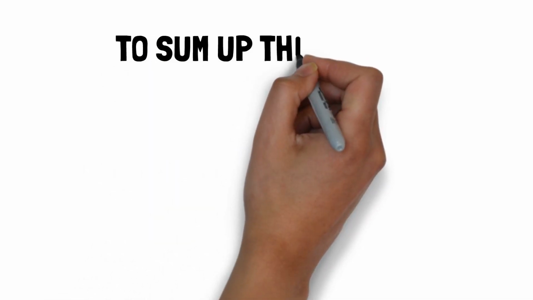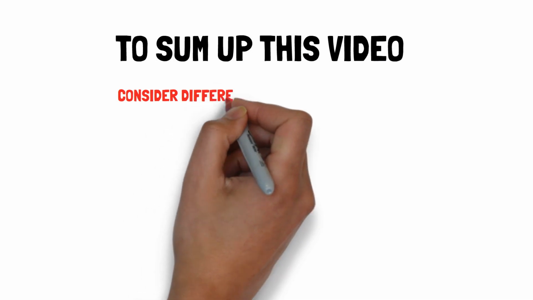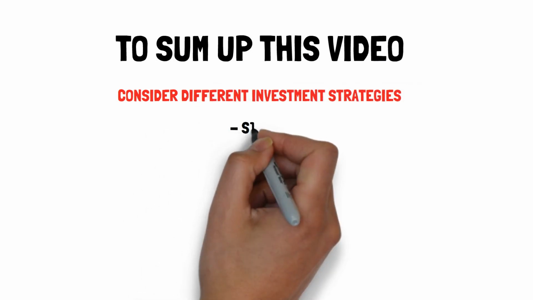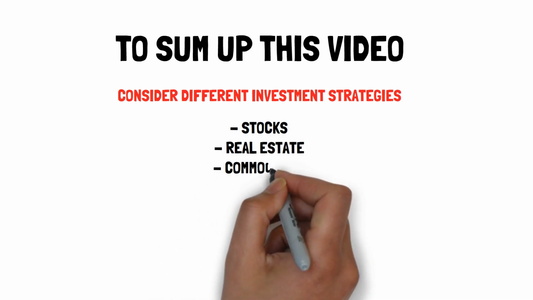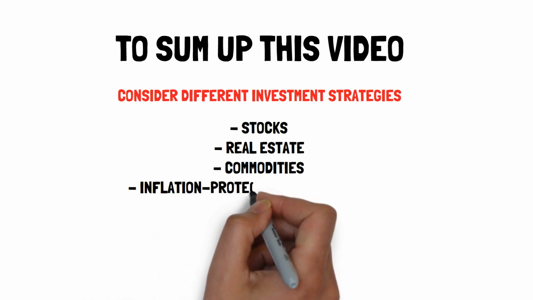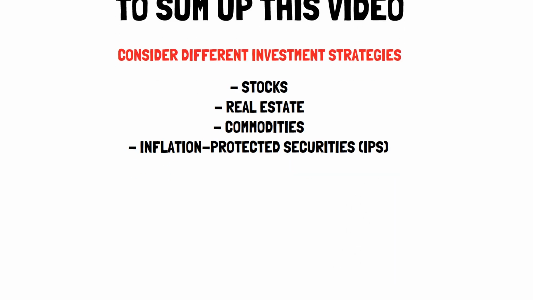To sum up this video, to protect against inflation, individuals should consider investment strategies that outpace or hedge against rising prices. Diversifying investments across different asset classes like stocks, real estate, commodities, and inflation-protected securities, IPS, can provide a hedge against inflation and potentially maintain purchasing power.